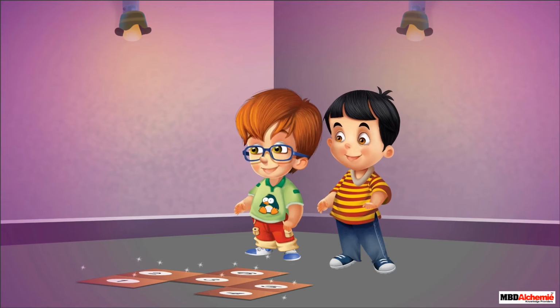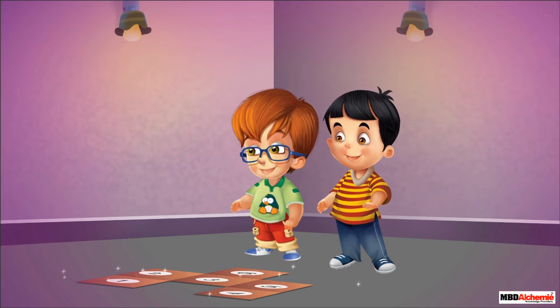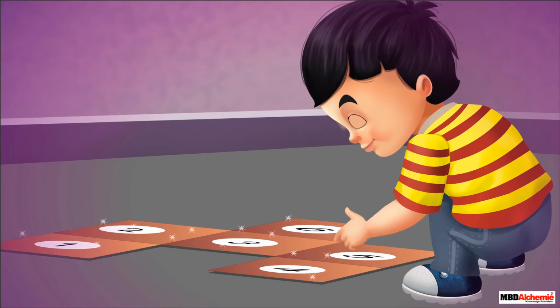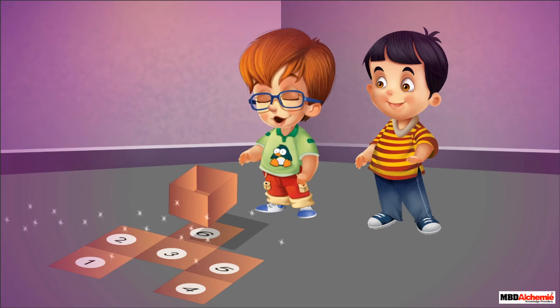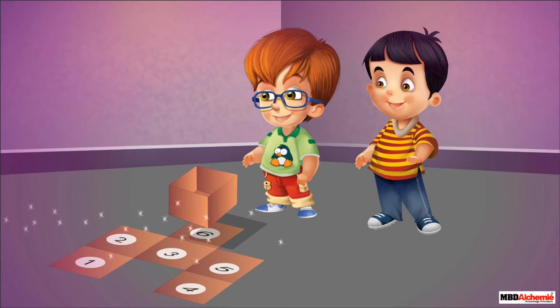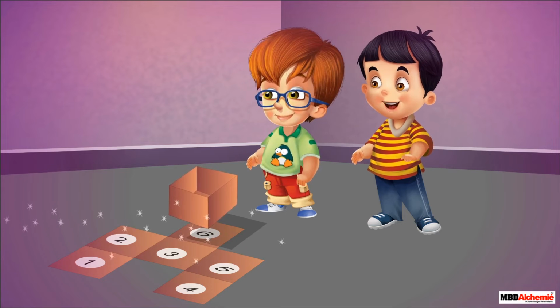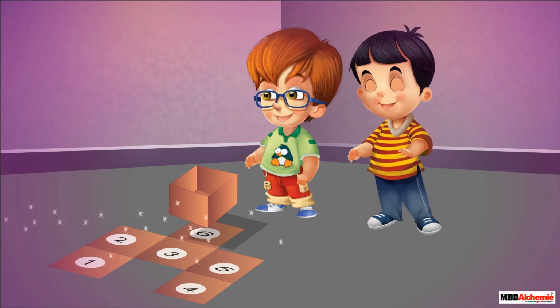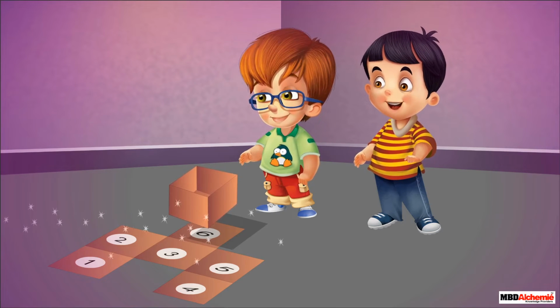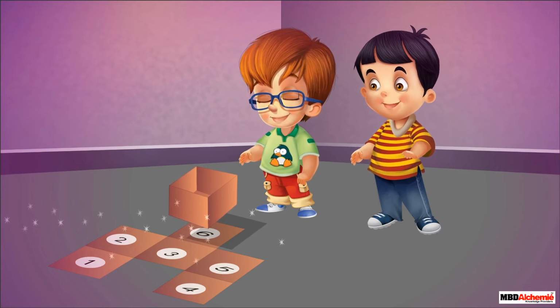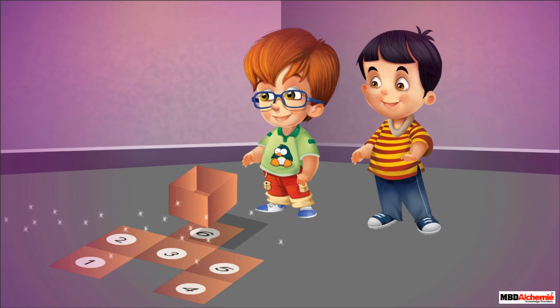If I touch this one, will it also form a cube? Look, Sid, it doesn't form a cube. But it has 6 square faces joined together. It means a cube cannot be formed with every net. Let's see the last one.